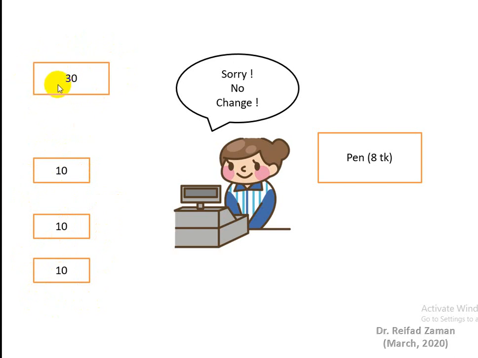Now if you give this 30 taka to the cashier, he will not be able to return anything. The pen cost 8 taka, so your remaining 22 taka will be wasted. So will you give the cashier 30 taka or 10 taka? Because if you give him 10 taka, you are going to get the pen and your loss is just 2 taka. So obviously you are going to give him 10 taka.